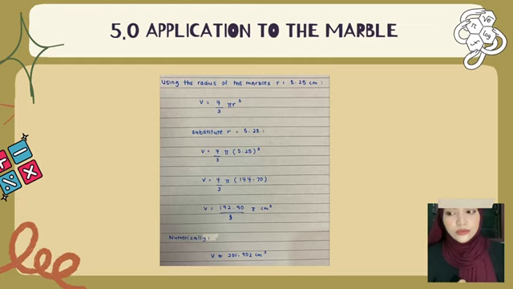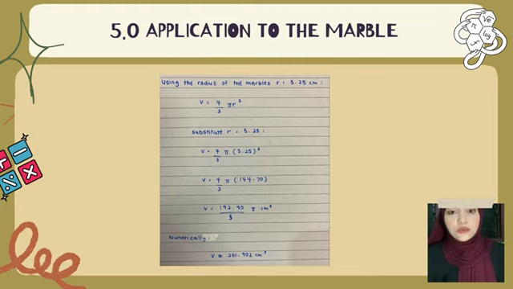Now, I want to explain the application to the marble. First, we substitute the value r equals 5.25, and then we calculate 5.25 cubed, and the answer is 144.70. Then we multiply 144.70 by 4, and the answer is 578.8. Then 578.8 divided by 3, and the answer is 192.93.